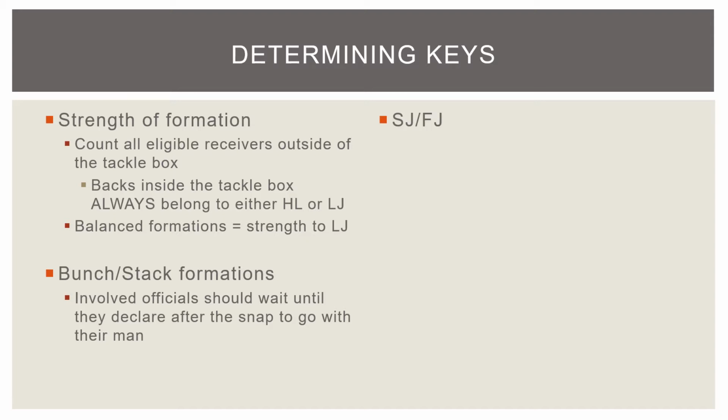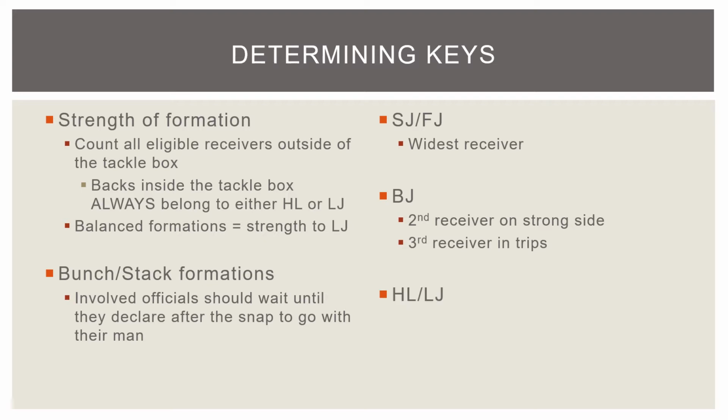For the side judge and field judge, this is pretty easy. They're always going to take the widest receiver in a formation, regardless of the type of formation, if the widest eligible outside the tackle box belongs to the side judge or field judge. Again, like I mentioned before, the back judge is kind of our swing official as it relates to determining keys. Either that official will take the second receiver on the strong side of the formation or the third receiver in trips. And we'll talk about that also in a minute.